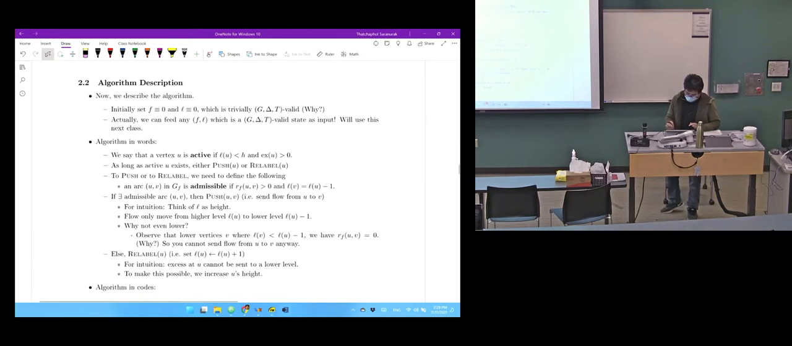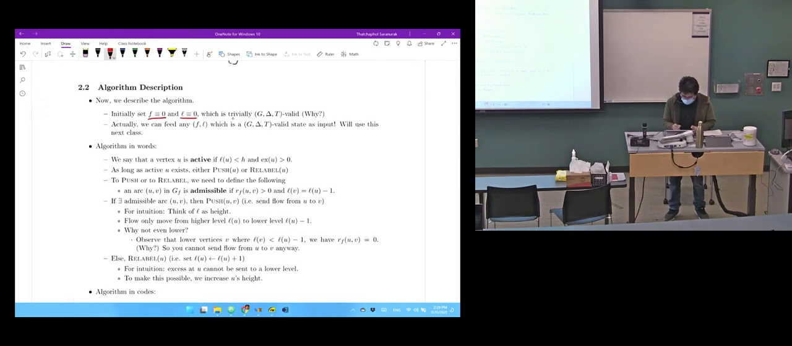So this is the invariant that we want to make sure holds. Now I'm going to tell you the algorithm. You can start initially by setting F and L to be all 0. And you see why this is trivially valid.